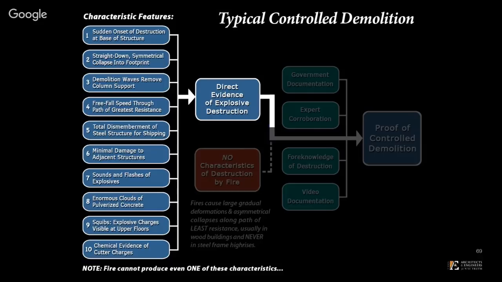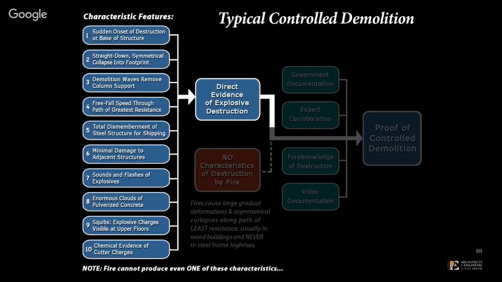What did we find last week? We found there's a sudden onset of destruction, usually at the base of the structure. Number 2, a straight down symmetrical collapse into its own footprint. Number 3, demolition waves, removing column supports. That's how we get symmetry. Number 4, a free fall acceleration straight down through the path of what was the greatest resistance, the thousands of tons of structural steel in the way of any collapse. Number 5, a total dismemberment of the steel structure, broken up and ready for loading and shipment. Number 6, minimal damage to adjacent structures, typically. Number 7, sounds and flashes heard and seen by witnesses. Number 8, enormous clouds of pulverized concrete. Number 9, isolated explosive ejections called squibs, visible at various floors. And of course, number 10, chemical evidence or residue of incendiaries or explosives found in the rubble piles.